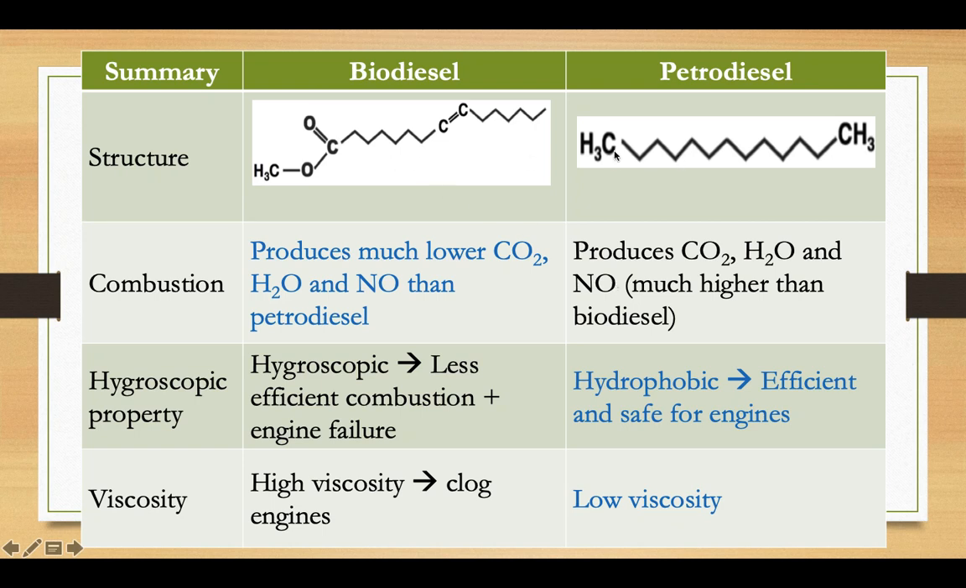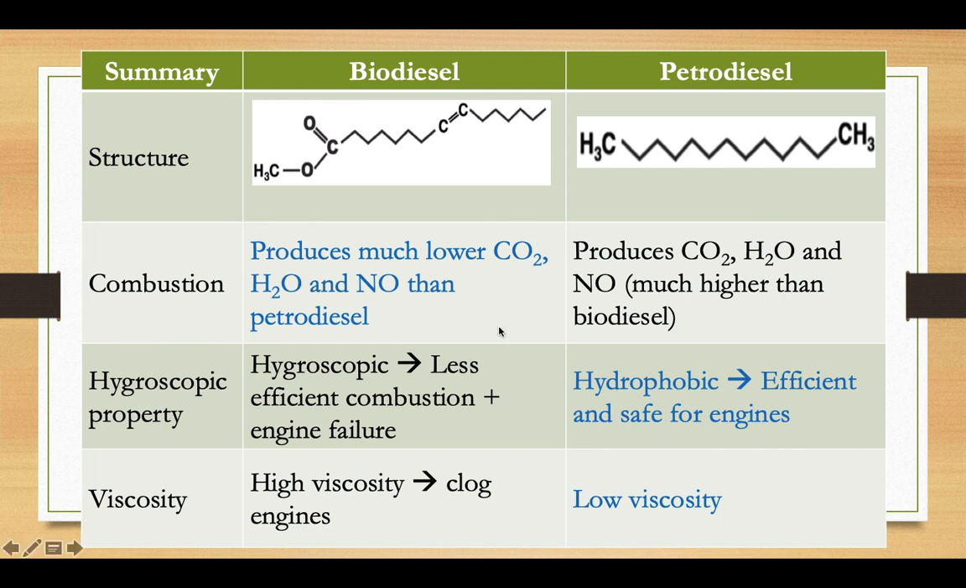Because of these differences, we need to consider them when we use them as transport fuels. So first of all, in terms of combustion, biodiesel produces much lower carbon dioxide and polluting gases such as nitrogen monoxide than petrodiesel, thanks to its ingredients. It's just the food that we eat that we use to make biodiesel. It's not something that we mine from the land.